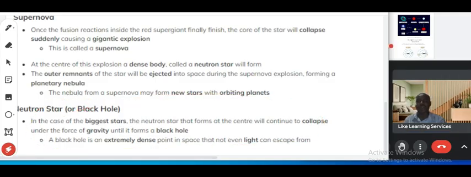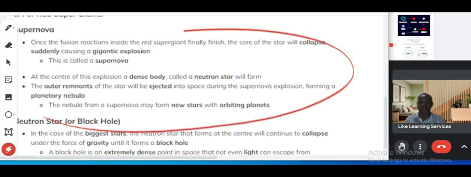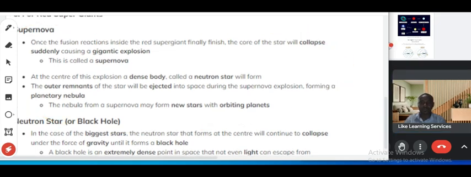Okay, start from supernova, because it runs from supernova into it. Supernova. Once the fusion reaction inside the red supergiant finally finishes, the core of the star will collapse, suddenly causing a giant explosion. This is called a supernova. At the center of this explosion, a dense body called a neutron star will form.